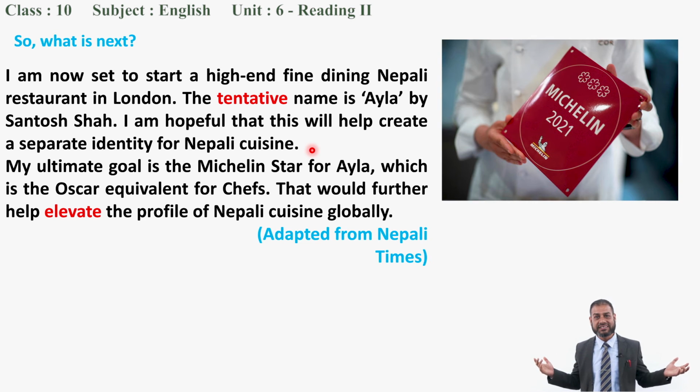Can you guess where it is? Yes, it is in London. See, he is from Siraha and now going to set up a new restaurant in London. So, what a success. The tentative name is Ayla by Santosh Saha. So, the tentative name of his restaurant, and it is not fixed, okay? It is just a tentative name, Ayla, the restaurant's name.